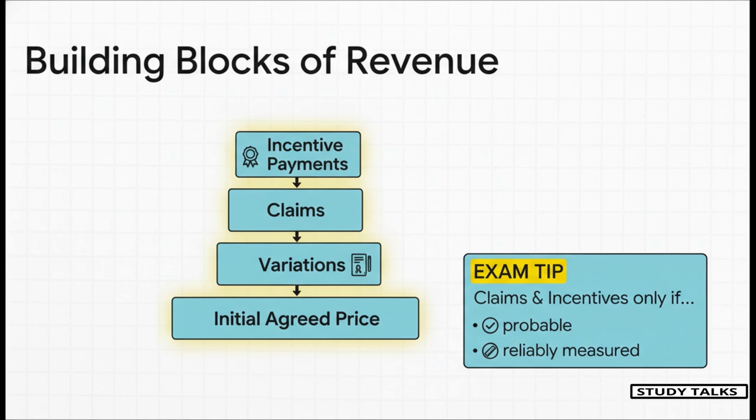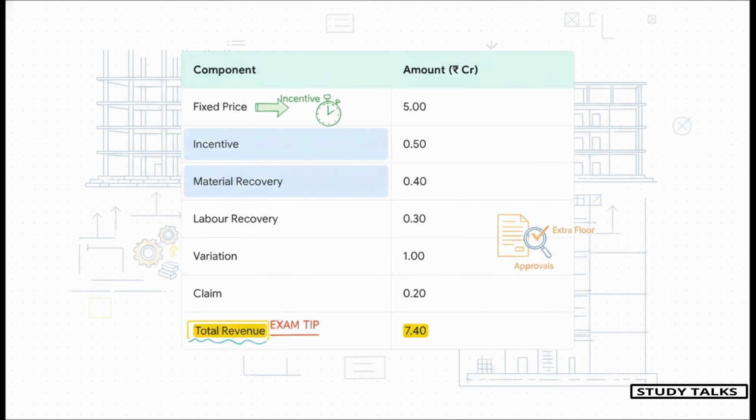But, and here's a classic IKI twist, so listen closely, you can only include claims and incentives if it's probable that you'll actually get the cash and if you can reliably measure how much it'll be. If you fail either of those tests, you cannot include it. Simple as that. Let's walk through this example to make it crystal clear.